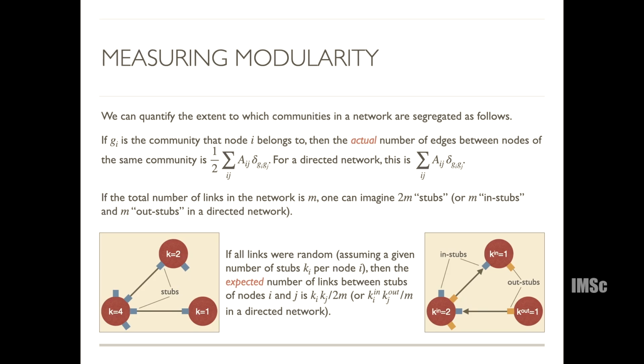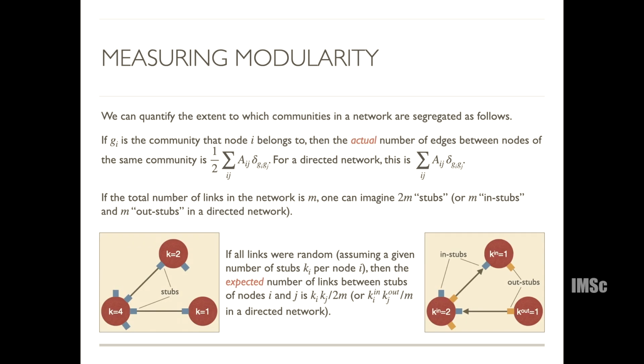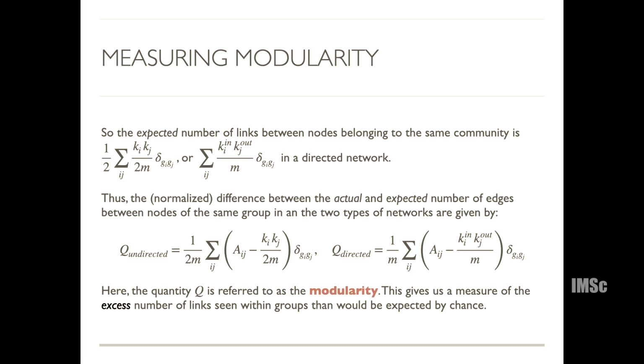Having the actual number of links and the expected number of links, furthermore, the expected number of links between nodes of the same community, I just now have to do this as well. I basically say I have the delta function. So when i and j are the same community, I add them, otherwise not, and so on for the directed case. So now I have these two measures: the expected number of links and the actual number of links, and then I just subtract them.